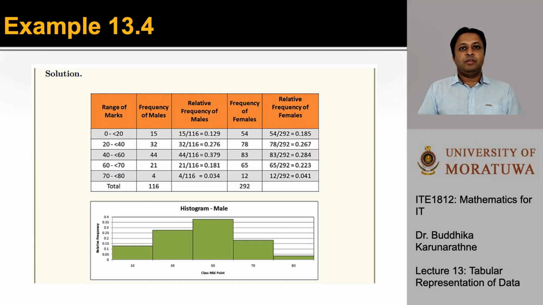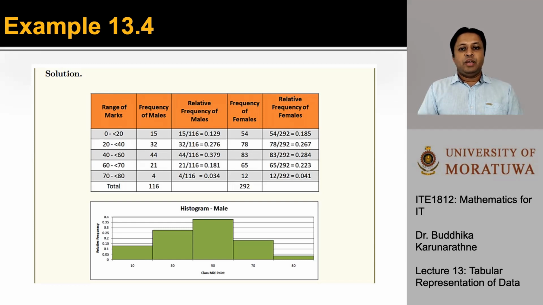So 15 over 116 gives you 0.129 relative frequency. Similarly, for other classes, you do that division and you arrive at the relative frequency. Similarly, for the other data set from females, you calculate the relative frequencies for each class. 54 divided by 292 gives you 0.185 and so on.